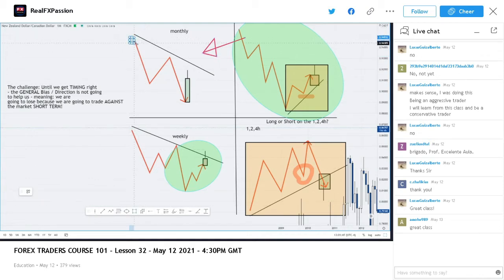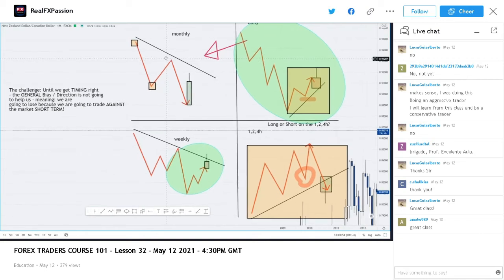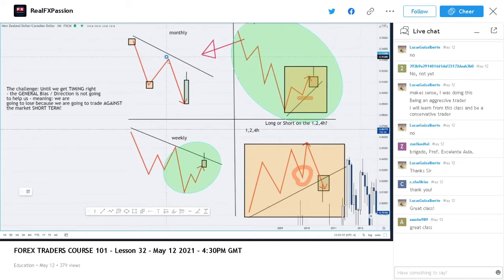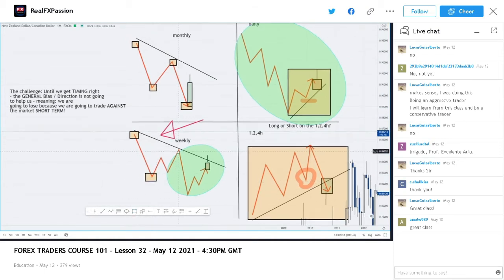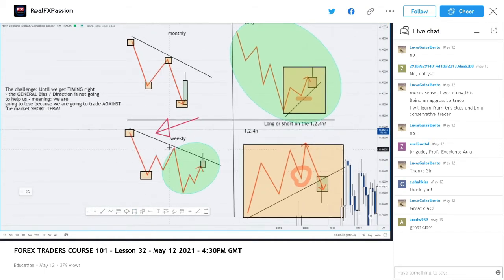So this is a high from the monthly, right? And this is a relevant low from the monthly. And this is a relevant high from the monthly. And this is a relevant low from the monthly. We have relevant highs and lows doing what? What is the general bias? And from the weekly too, right? We have a relevant high, we have a relevant low, we have a relevant high, we have a relevant low.